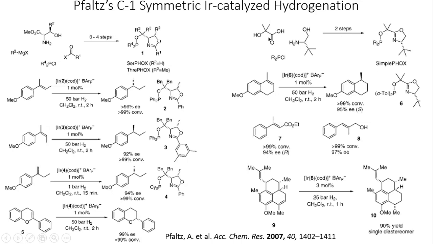And that's in two steps. Once you take this, you now have this SimplePHOX ligand, and you can see that's a very effective ligand for catalysis as well. So it's still the cationic iridium species, 50 bar pressure, dichloromethane, room temperature, 2 hours, greater than 99% conversion, and then 95% EE for this enantiomer.